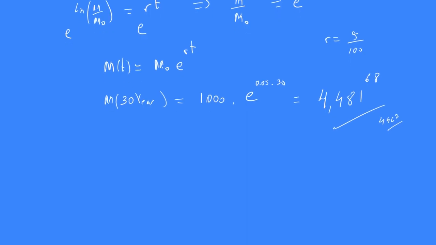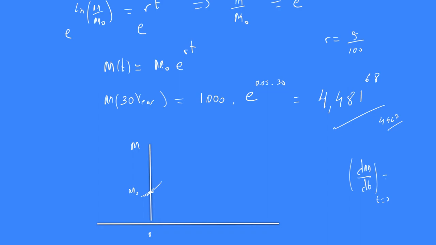The e to the rt. This is the money, the money m of t. You start at m0. You start growing with a slope here. The slope is the slope at t equals 0, and the slope at t equals 0 is the derivative of m with respect to t evaluated at t equals 0.